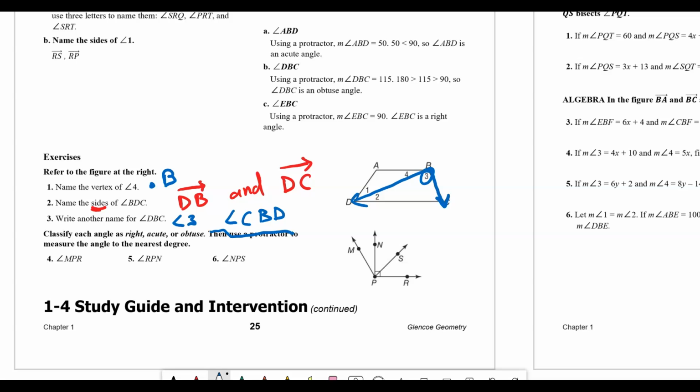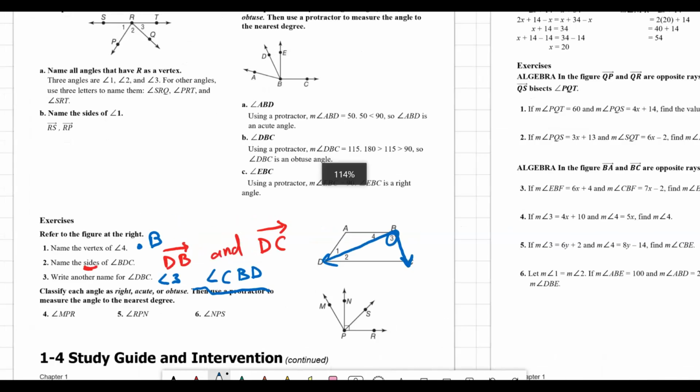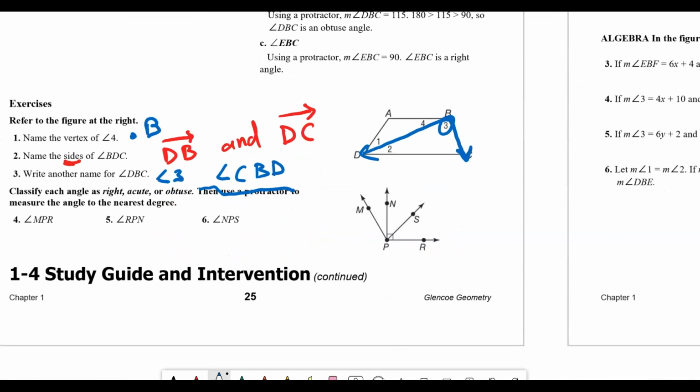So you can either use 3 letters to designate an angle, and the vertex is going to live in the middle of those 3 letters, or you can just use one number depending on how your diagram is labeled. I think it's easier to use just the one number.